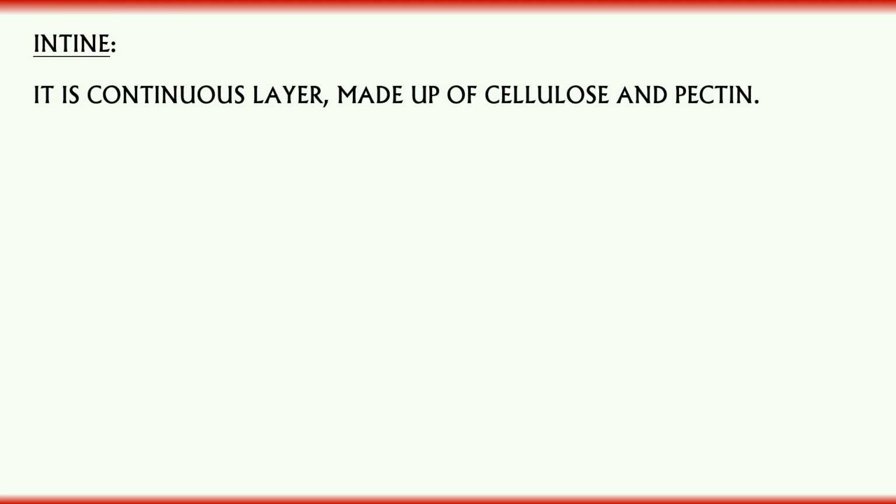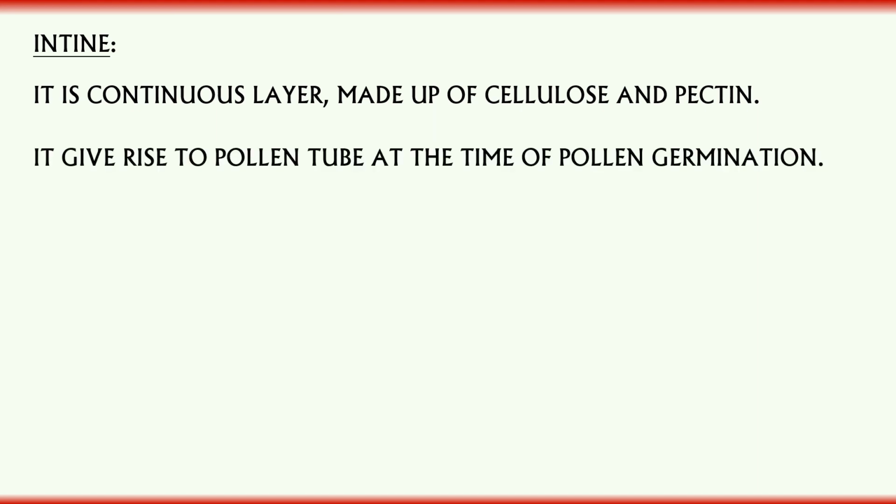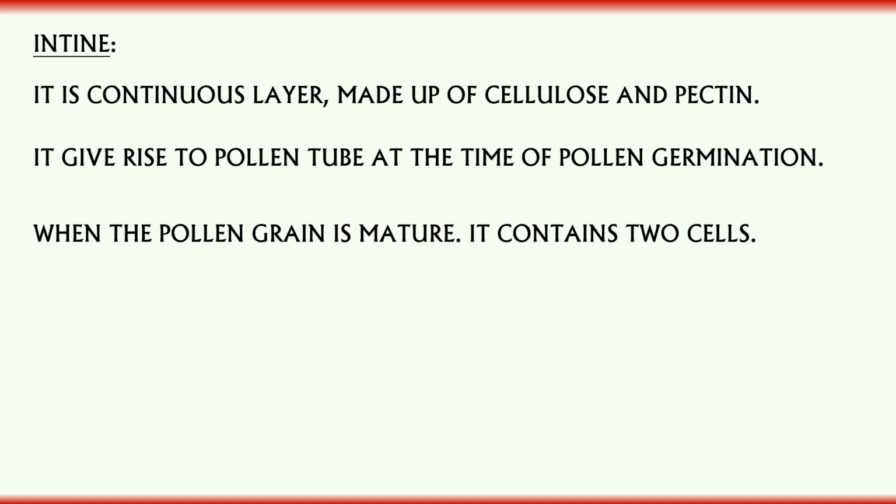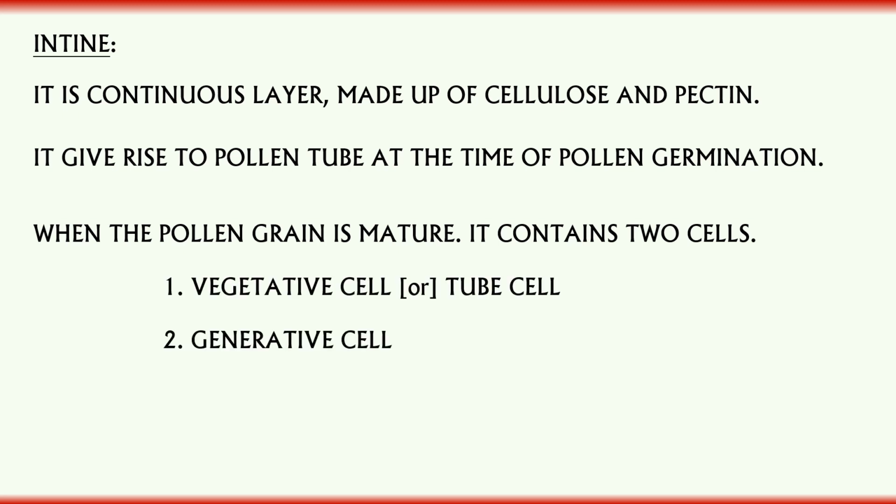Intine is a continuous layer made up of cellulose and pectin. It gives rise to the pollen tube at the time of pollen germination. When the pollen grain is mature, it contains two cells. They are the vegetative cell or tube cell, and the generative cell.